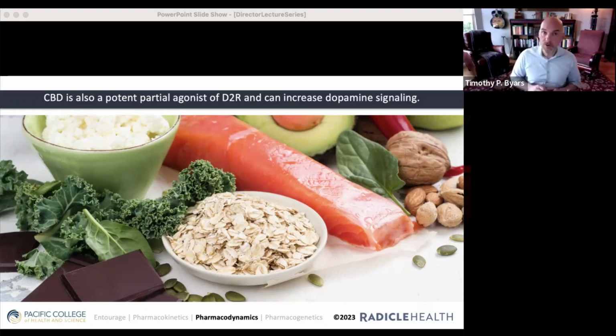We should note though, and this possibly is the reason why we can have some adverse effects when we take too much CBD. D2R agonists can produce adverse effects, and those effects can include GI distress, things like abdominal pain and diarrhea, but also things like dizziness and headache and fatigue. And these are side effects that are sometimes attributed to CBD.